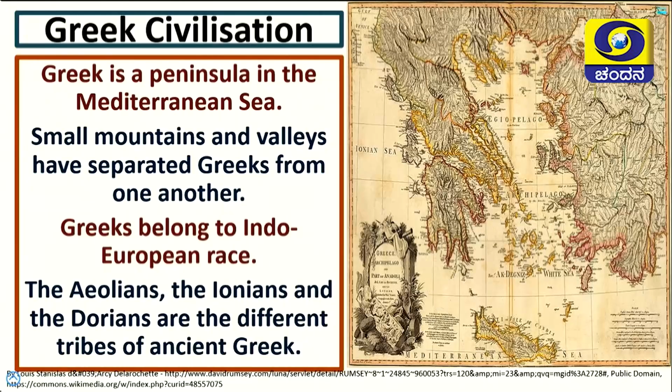You know that, right? There are many islands, all separated by valleys, mountains and so on. If you want to see the natural beauty of mother earth, you will have to visit Europe once. India is also beautiful, as well as Europe. So Greeks belong to the Indo-European race. The Aeolians, Ionians and Dorians are the different tribes of ancient Greece. These are the three tribes from which the Greeks emerged.